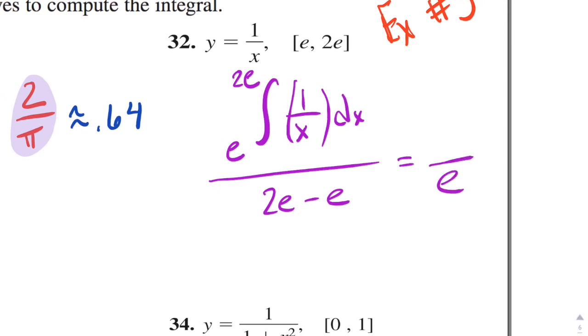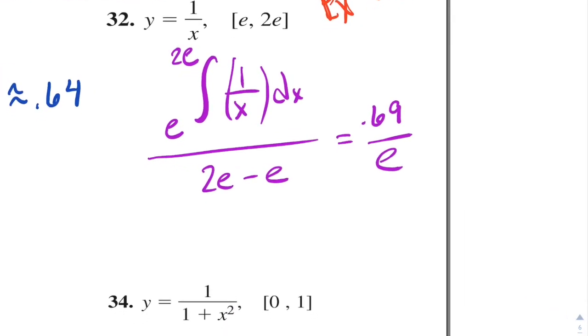Let's see what we get in our calculator for that one. We'll get the integral from e to 2e of 1 divided by x dx. Ooh, we get 0.693. It's a decimal that goes on forever.